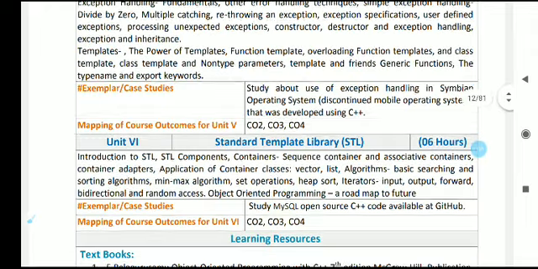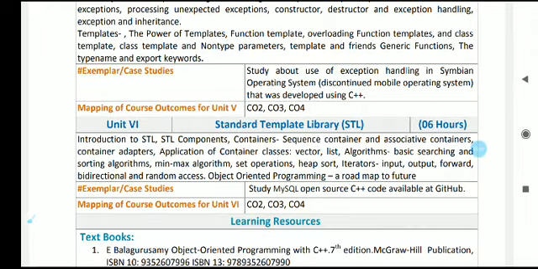And the last unit is the standard template library, STL. What are the standard libraries, what are vectors, and various algorithms such as sorting algorithms and min max algorithms. These are all covered in unit number 6.